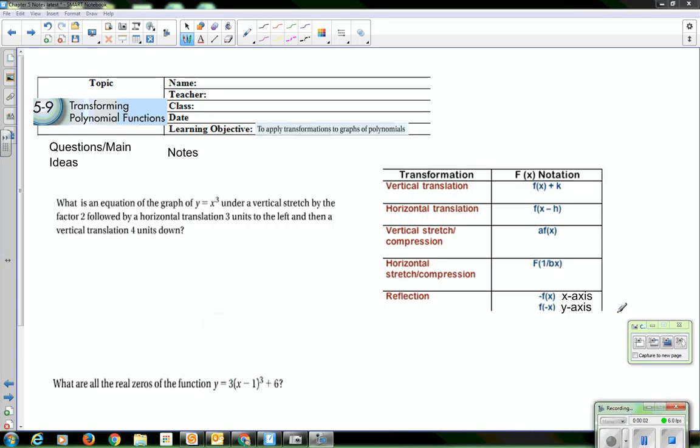Hey guys, this is Leah, and I am going to talk today about section 5.9, or 5-9, transforming polynomial functions. Make sure you fill in the information at the top for your notes. Our learning objective today is to apply transformations to graphs of polynomials.